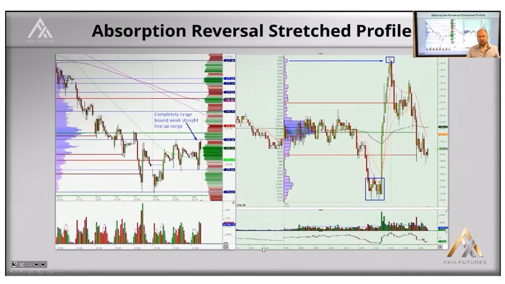Next up, we're going to add some context to this. This is now a situation where it's a less obvious absorption, but it's right where you want it to be. Go back to a profile perspective as well. So we're looking at Bund in this example. Bund is traded in a range.